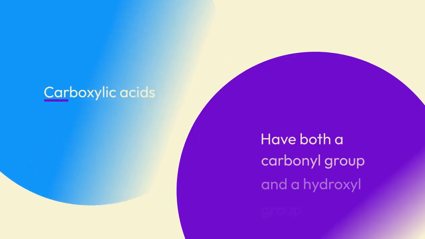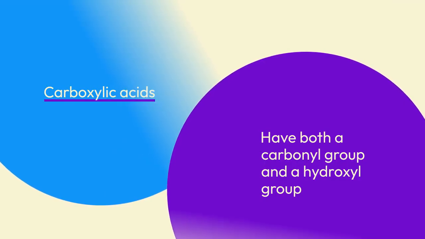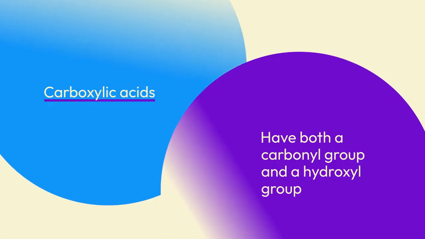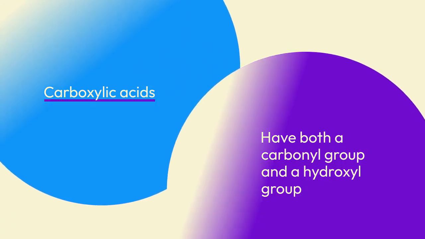A carboxylic acid is special because it has both a carbonyl group and a hydroxyl group. So, it will show the sharp C=O peak around 1700 and an extremely broad OH peak that can stretch all the way from 2500 to 3300.